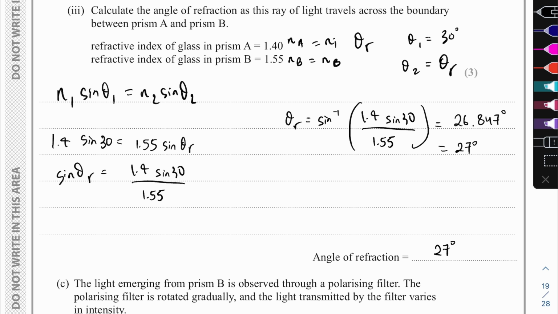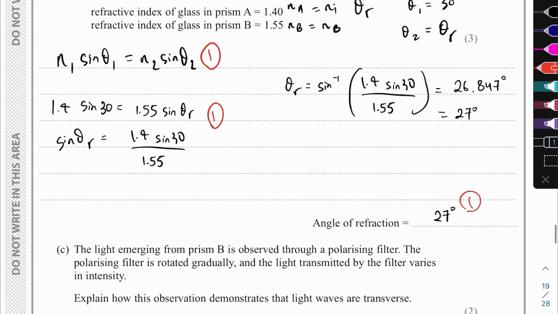So what are the marks? 3 marks. We got 1 mark for getting the answer, 1 mark for inputting the variables and putting sine 30 as theta, and 1 mark for just putting the formula. So just putting the formula gives us a lot of marks.